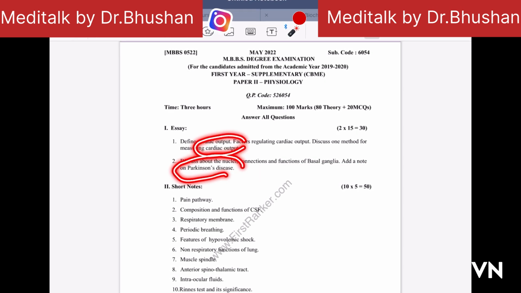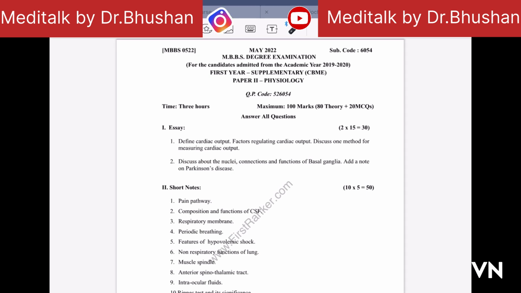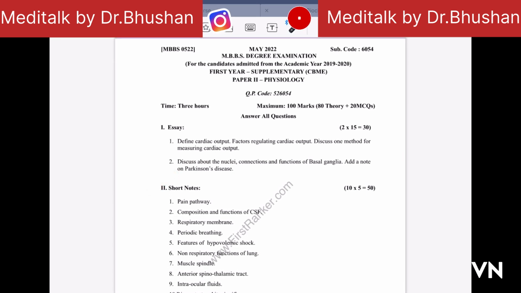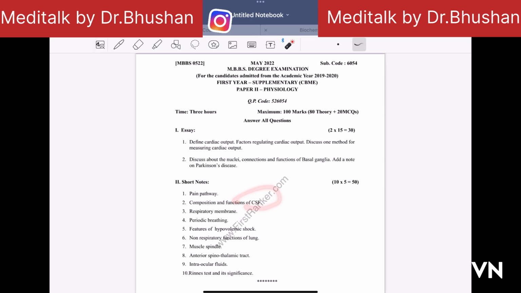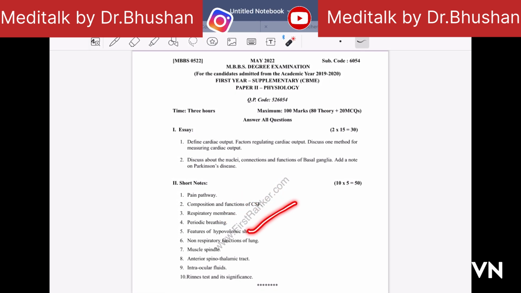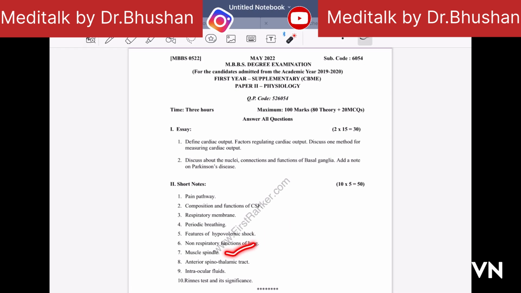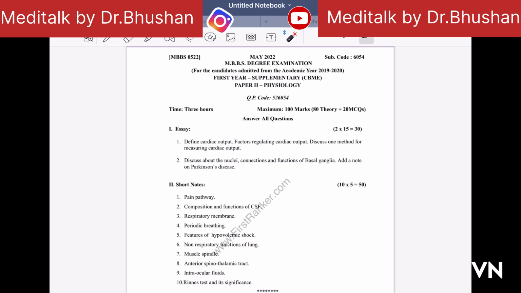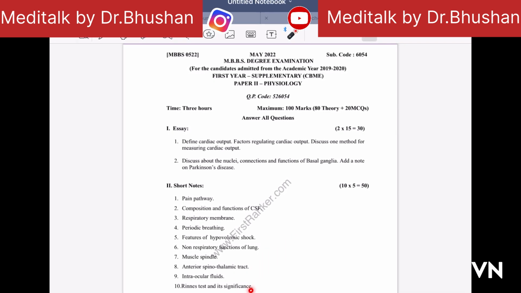The first is cardiac output and second is Parkinson disease. Short notes. Second part: pain pathway, composition and function of CSF, respiratory membrane, periodic breathing, features of hypovolemic shock, non-respiratory functions of lung, muscle spindle, anterior spinothalamic tract, intraocular fluids, and renin test and its significance.